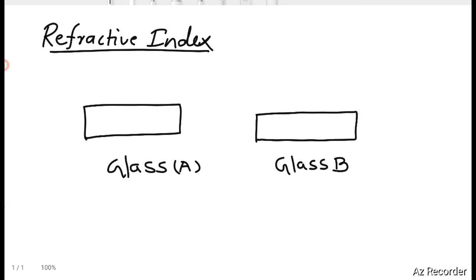Now here is the source of light, a torch light. Light is coming obliquely. Suppose PQ is the surface of glass A, and here RS is the surface of glass B. Now here is the source of light. Light is coming perpendicular to the surface of RS.